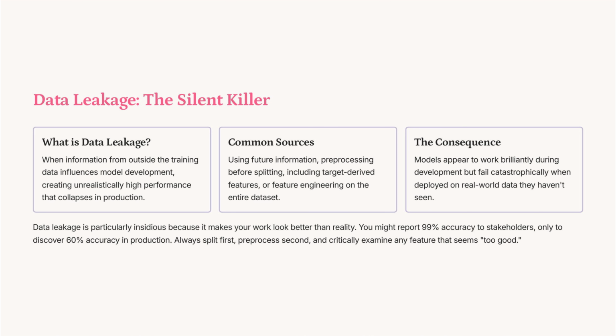Data leakage occurs when external information influences model training, leading to inflated performance metrics. Common sources include using future data, pre-processing before splitting, and target-derived features. This results in models that perform well in development but fail in production. Always split data first, pre-process second, and scrutinize features that seem exceptionally effective.